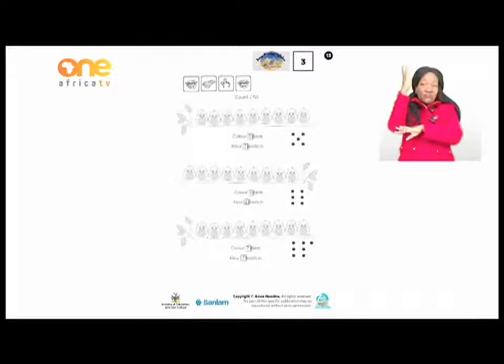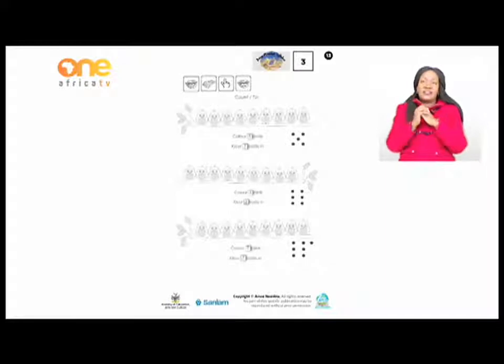Now let's go back to the birds which are seated on the branch of the tree. We need to color in only 5 birds. Let's count and stop at 5. Let's count the birds together as you point. 1, 2, 3, 4, 5. And you stop right there. Now let's color in 5 birds.